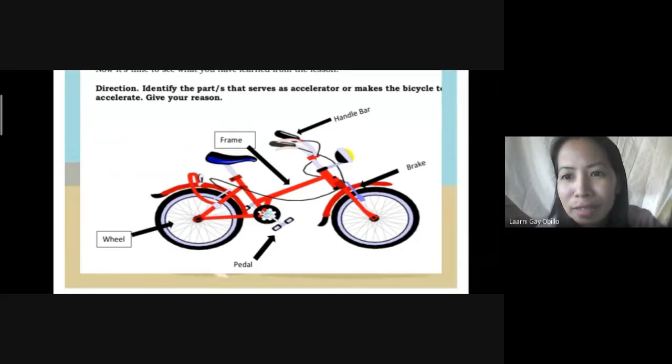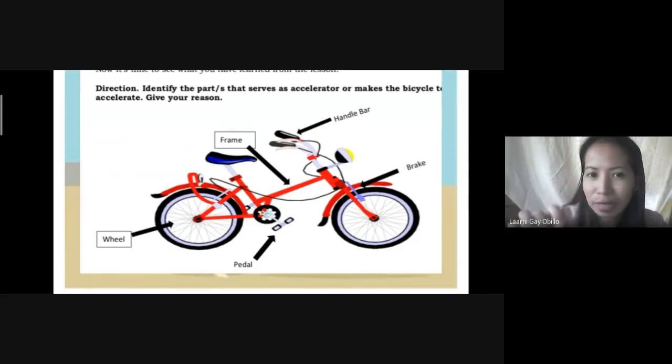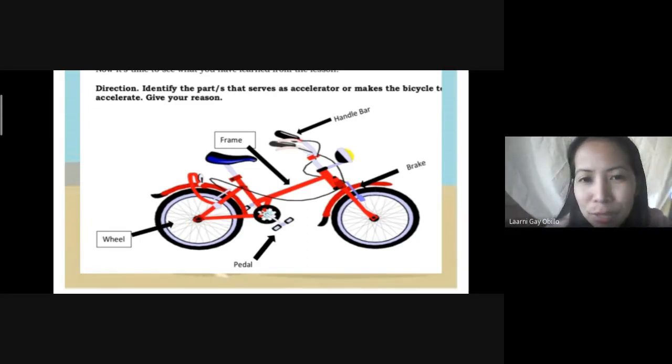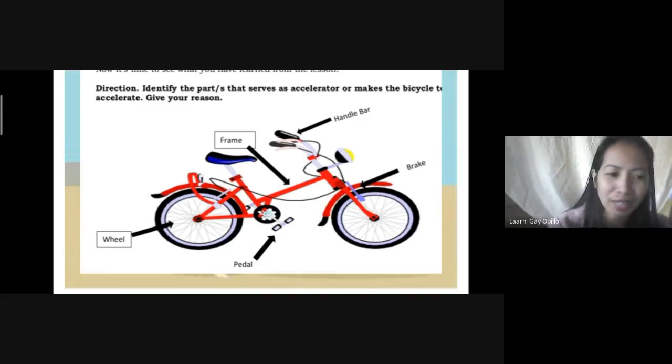Okay, bakit? Pag yung handlebar naman, tinurn natin left or right, nagbabago yung direction ng takbo natin. So, sabi nga natin, pag may change sa direction, may change in velocity, may change in acceleration. Okay, I think, dahil nasagot nyo yan, ibig sabihin, may natutunan kayo ngayong araw.